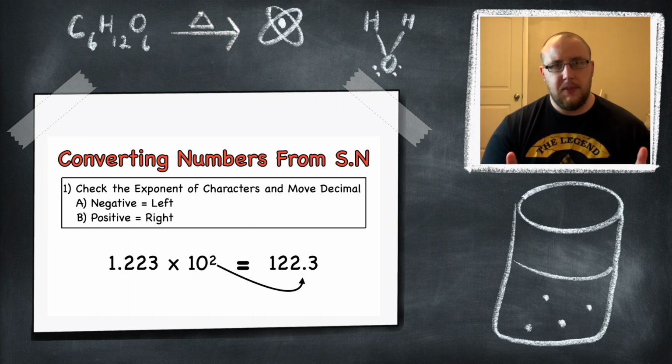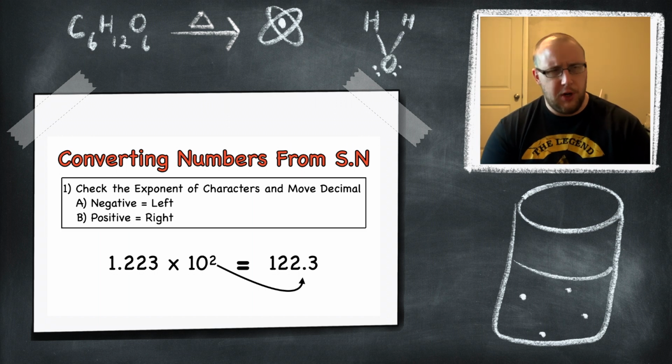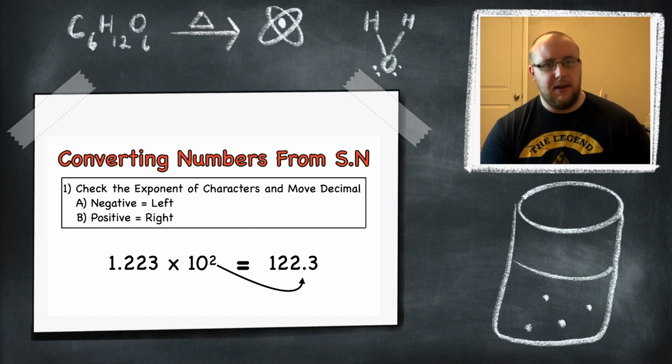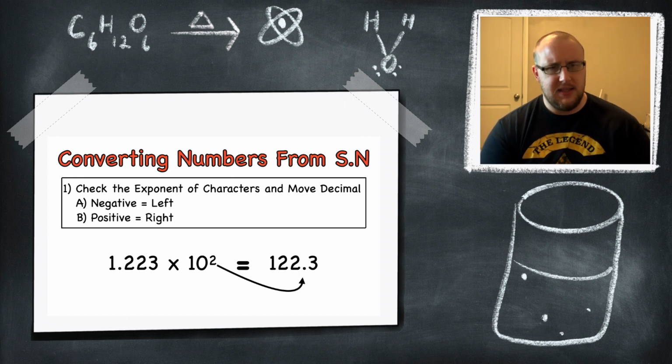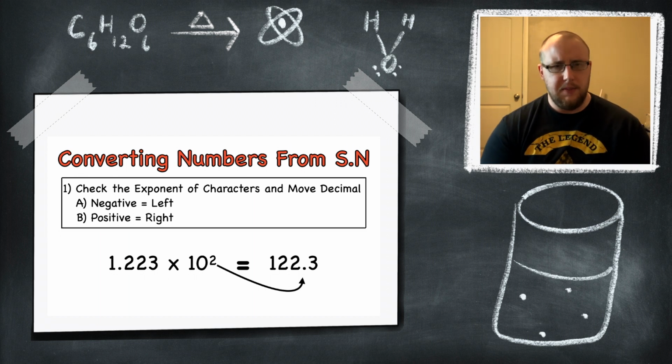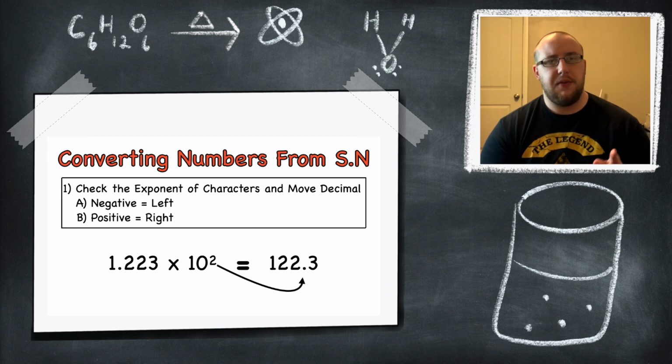So here's where I'm talking about being very specific with wording. In our previous example, when we were going to scientific notation, if we moved the decimal to the left, that was going to be a positive exponent. And if we moved it to the right, that's going to be a negative. Well, since we're going from scientific notation, it's going to be flipped.